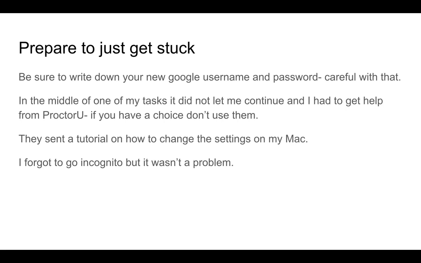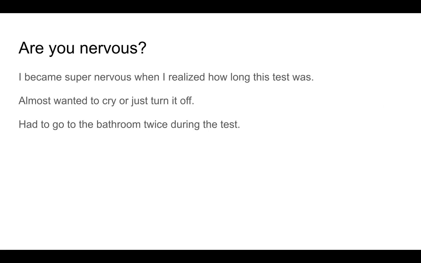In the middle of one of my tasks, it just plain wouldn't let me continue. So I had to wait to get help from the Proctor U people. If you have a choice, don't even use them, because you're less likely to get stuck. They sent a little tutorial on how to change the settings on my Mac. I had to go to the privacy settings on my Mac and uncheck Chrome on there. It was weird. I forgot to go on incognito, but it wasn't a problem. It just let me do everything, it was fine.